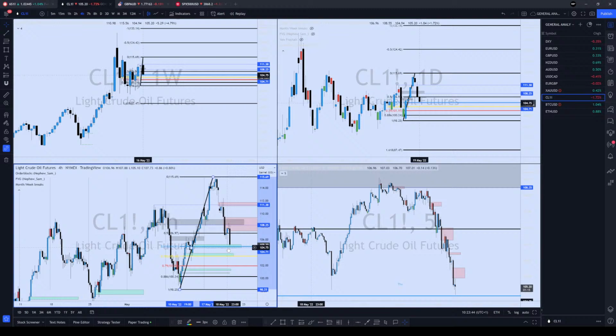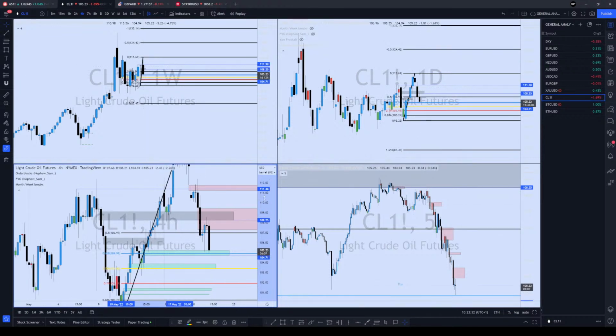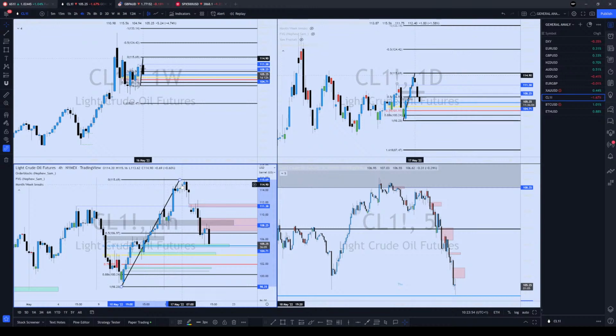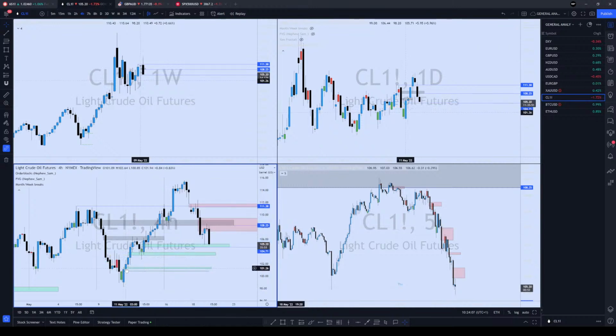Yeah, 618, fair value gap, order block. Or maybe it will take out this low. I'll see. If it gets here, I'll buy it. I'll buy it down here.